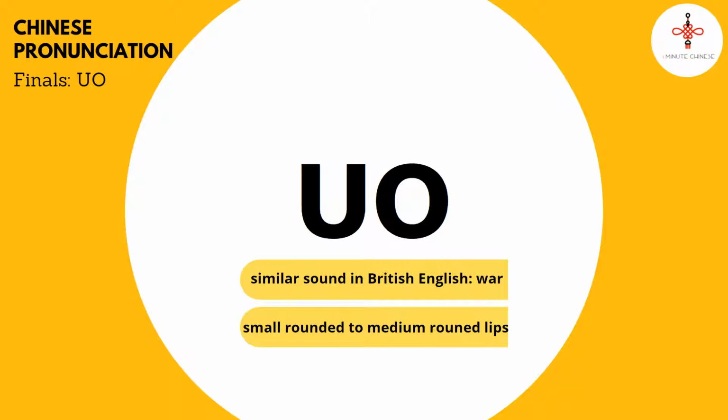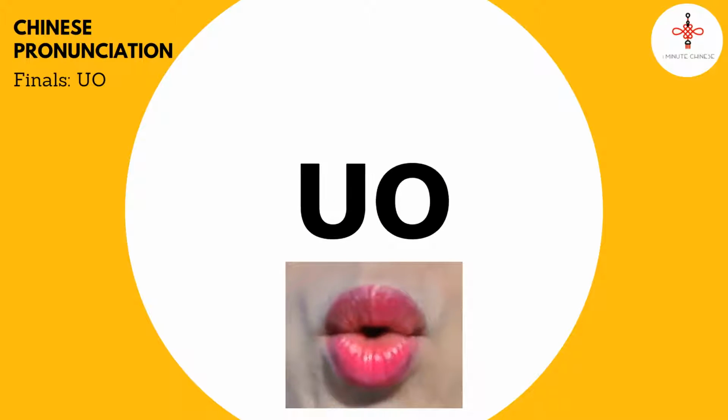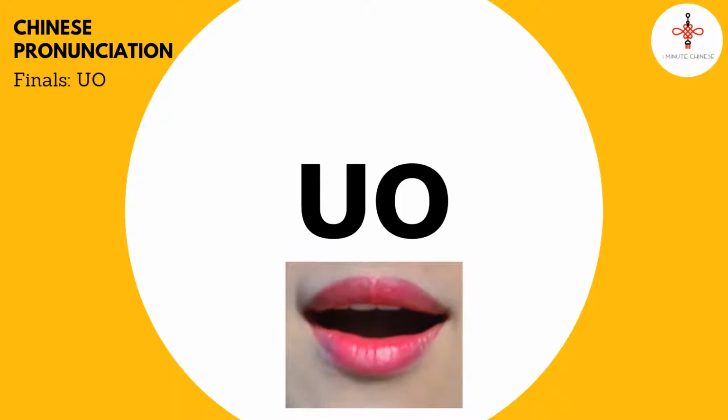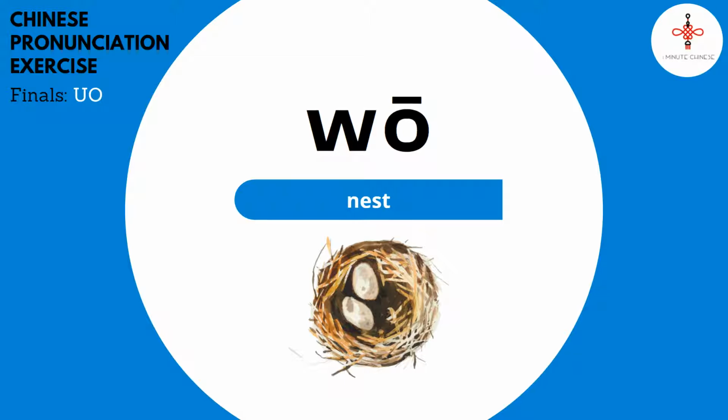Say 窝. Your lips are from a small rounded shape to a medium rounded shape. Say 窝. Now, mimic the mouth shape in the video carefully and repeat after it. 乌哦, 乌哦, 窝窝窝. When the final 窝 sound is not following an initial or consonant, it is spelled as WO. 窝 is nest in Chinese.